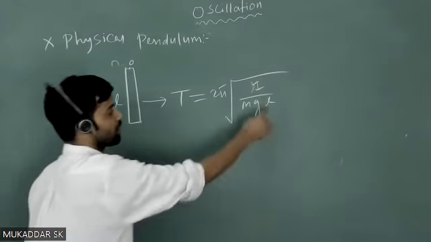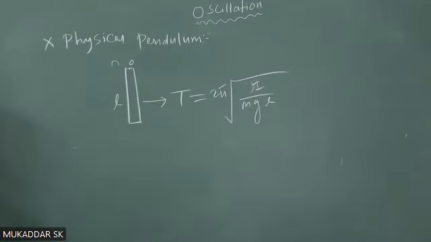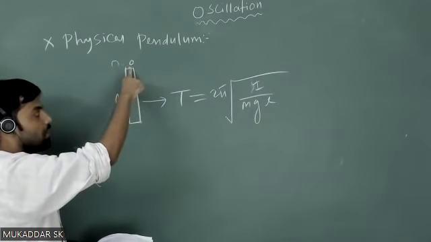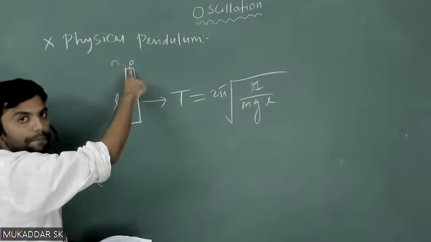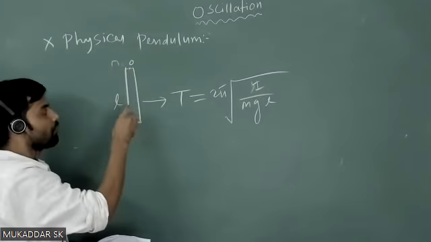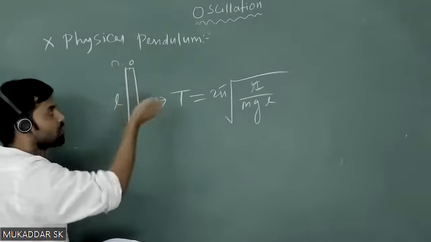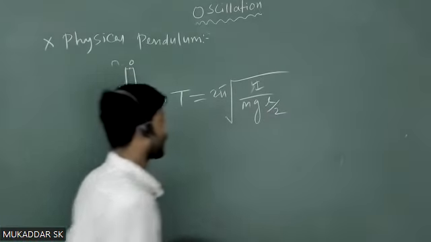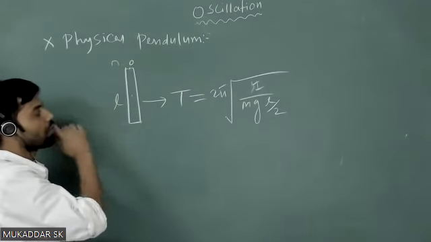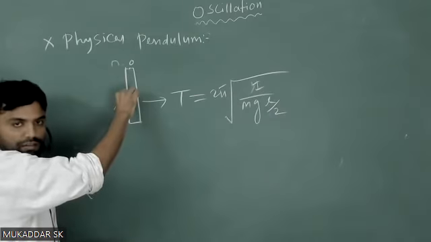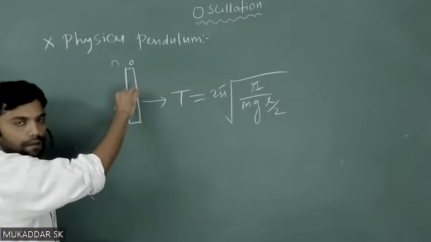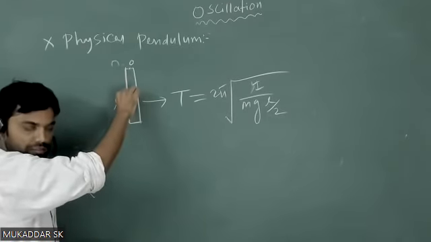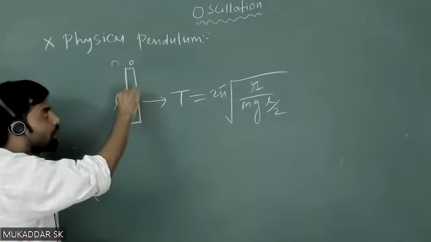What is L from your theory? L is the distance from the point of suspension to the center of gravity. So now it will no longer be L, it will be L by 2, right? The center of gravity will be here, in the middle. So this length will be L by 2. Now what about I? You know that the moment of inertia of a rod about the center is ml square by 12, right? But you have to calculate about what?